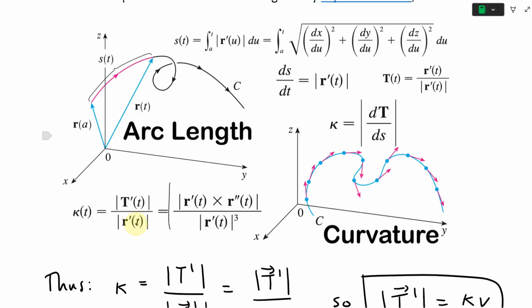And then I showed that is equal to this giant thingy here. So it equals the magnitude of the cross product. Again, these bars outside mean the magnitude, the length. The magnitude of the cross product of the first derivative of the position vector with the second derivative of the position vector, divided by the magnitude of the first derivative of the position vector, all cubed. All right, so that's quite a mouthful.